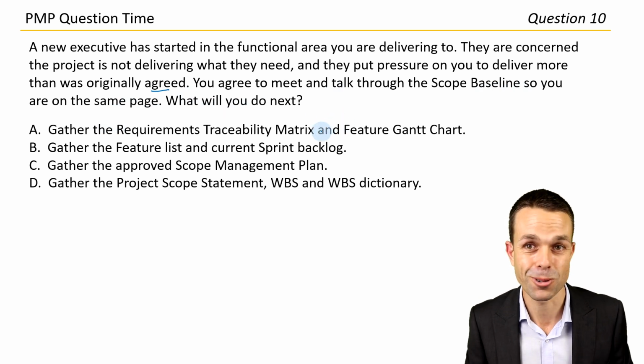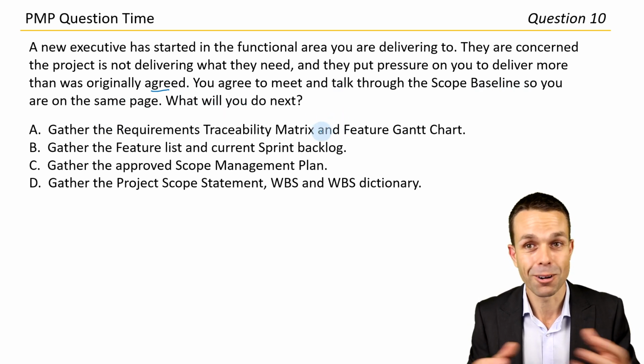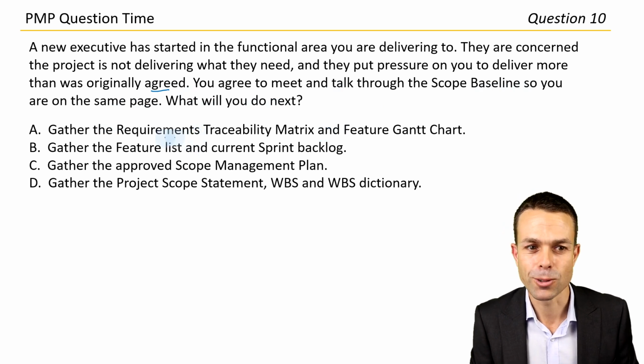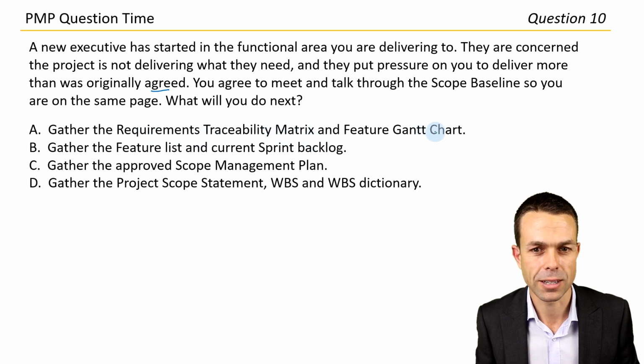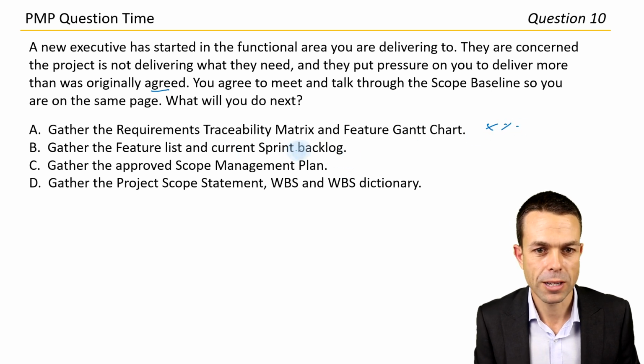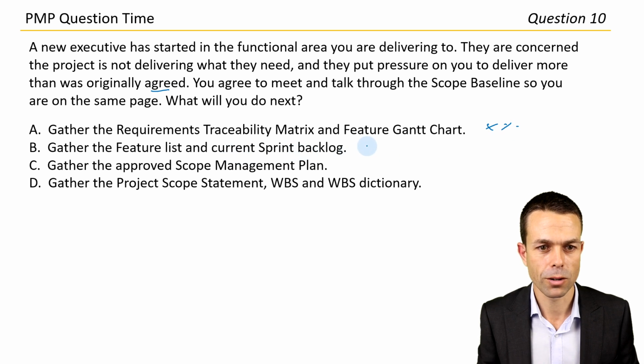Okay, wow, this is very tricky. Pressure from executives, of course, you'll get this in the real world as well. This will definitely happen. Okay, what are we going to do? Gather the requirements traceability matrix and the feature Gantt chart. Oh, probably not for now. Oh, let's have a look. Feature list and current sprint backlog.